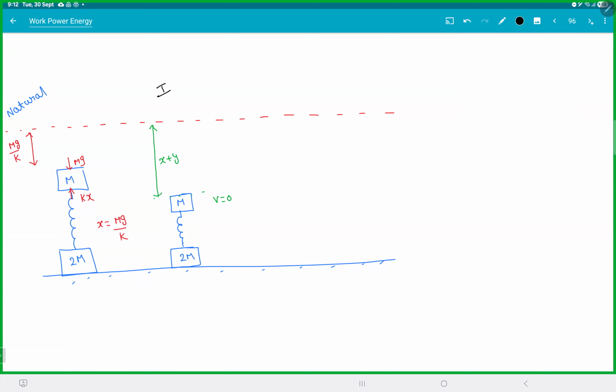You're getting it? So after pushing it, you released it, right? The question starts from that position. Okay. Now after releasing, what will happen? This block will start flying up. Now remember here, the spring is compressed.